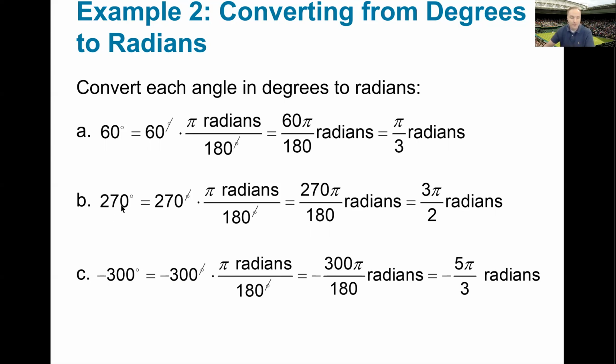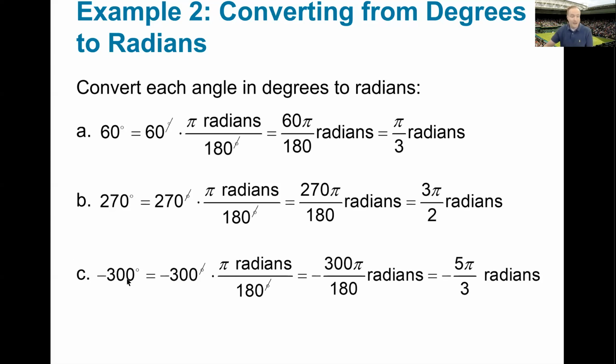So here, converting 270 degrees, I can say, well, I'm dividing by 180 degrees, multiplying by pi radians. That gives me 270 over 180 times pi. Well, 270 over 180 reduces down by a factor of 90 to 3 pi over 2. And again, you can put the radians or not.